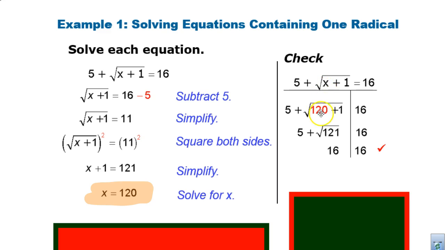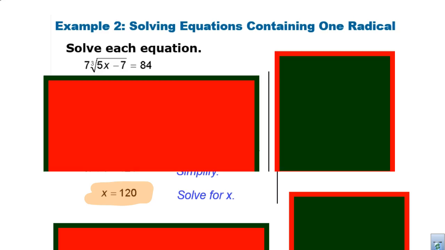Okay, so I plugged in 120 for x. I first do the 120 plus 1 to get 121. The square root of 121 is 11. 5 plus 11 is 16. If I end up with the same thing on both sides of the equal sign, then I know that I have the right solution, and I can go back and circle the solution that I got. If I've made a mistake in solving, I might get an answer, but when I plug it back in, it won't work. So checking is part of the process. It ensures that we've got the right solution or the right solution set.